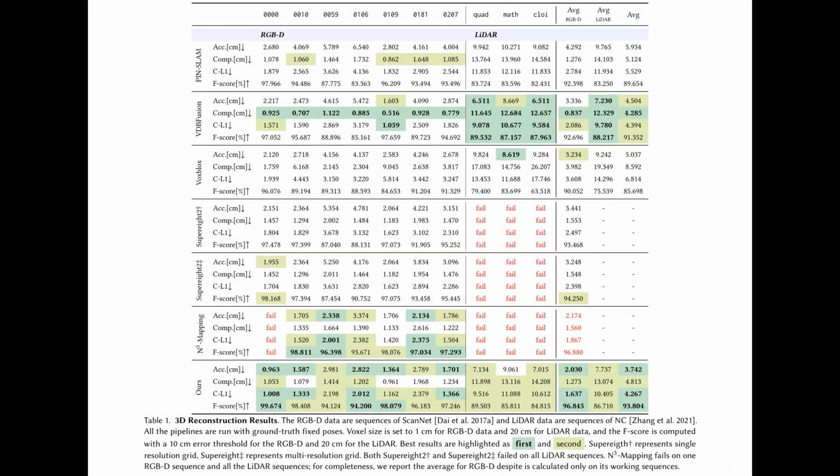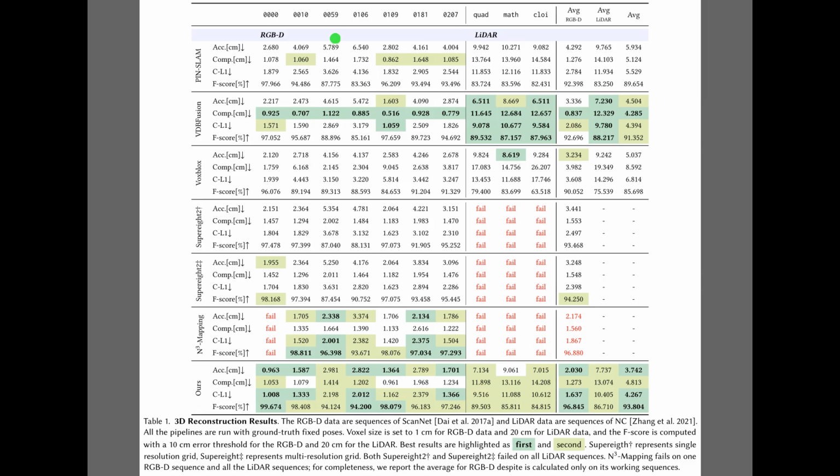Well, Table 1 presents a head-to-head comparison of 3D reconstruction quality across several pipelines for both RGBD and LiDAR data. The table reports accuracy and completeness in centimeters, plus a consistency loss and an F-score, so lower errors and higher F-scores are better. The green cells highlight the best and second best numbers. Our method consistently reaches the lowest errors and the highest F-scores, especially in the multi-resolution setting, while competing methods sometimes even fail on LiDAR sequences.